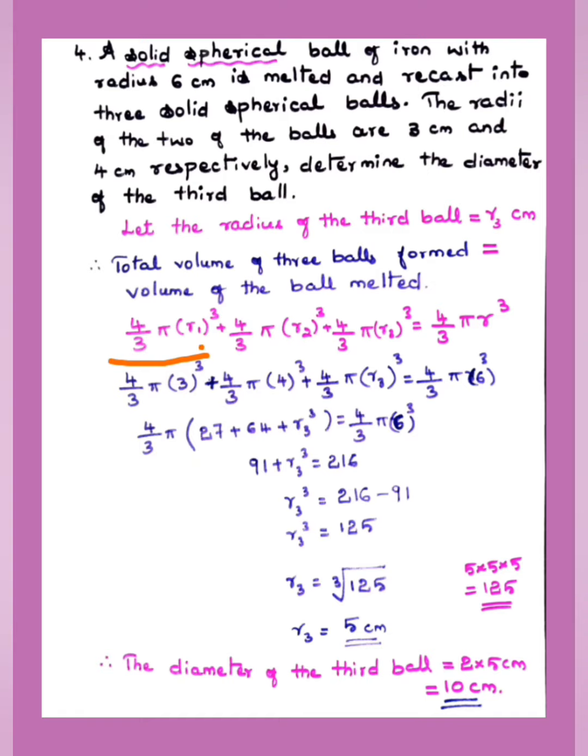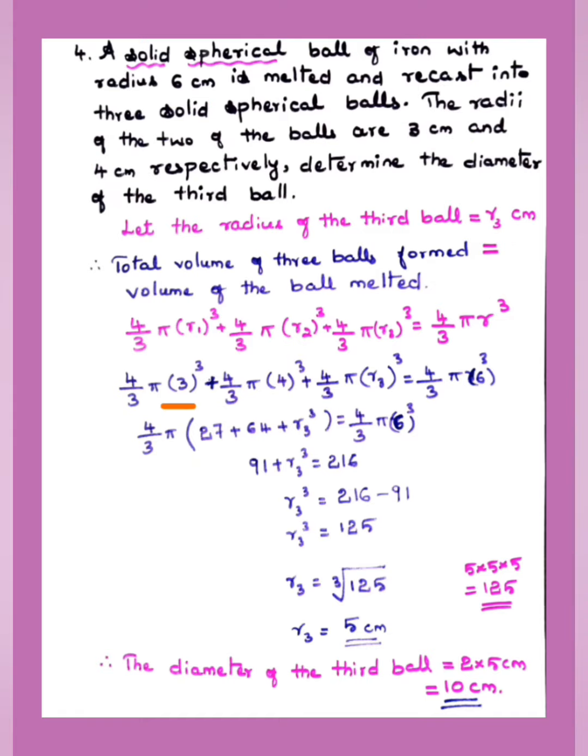Second case: 4 by 3 pi r2 cubed, and 4 by 3 pi r3 cubed, respectively, which is equal to 4 by 3 pi r cubed. So we can substitute the values of r1 and r2. Take r1 as 3 centimeter, r2 is 4 centimeter, and r3 we need to calculate. We have considered that as the third ball's radius, and we know the radius of the big ball here is 6 centimeter. You can substitute. Be careful with the substitutions here.